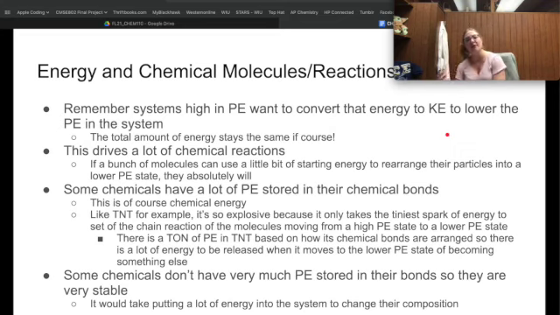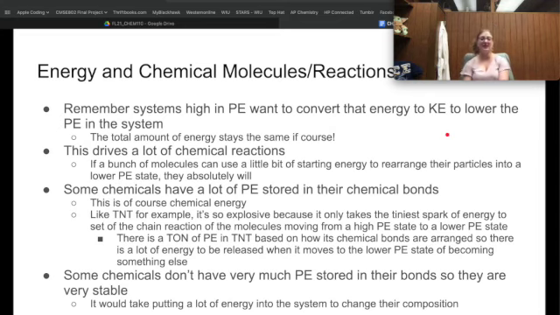So this fact of wanting to lower the potential energy of a system drives a lot of chemical reactions. If a bunch of molecules can use just a little bit of starting energy to rearrange their particles into that lower potential energy state, they absolutely will do it. So some chemicals do have a lot of potential energy stored in their chemical bonds. This is, of course, chemical energy as well.